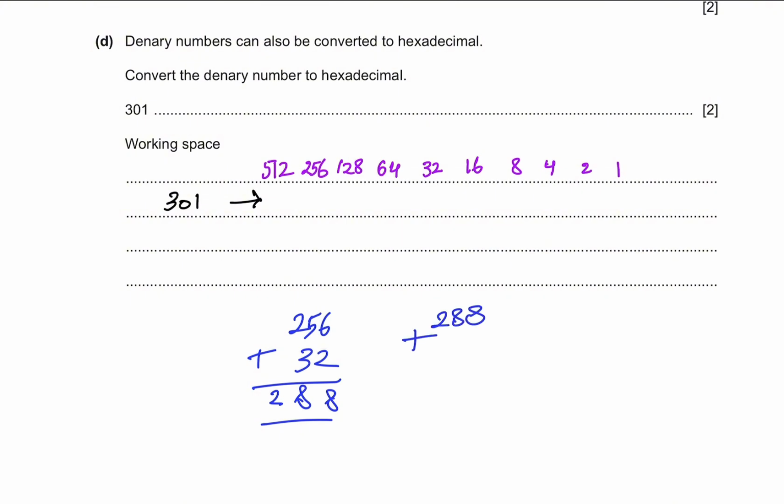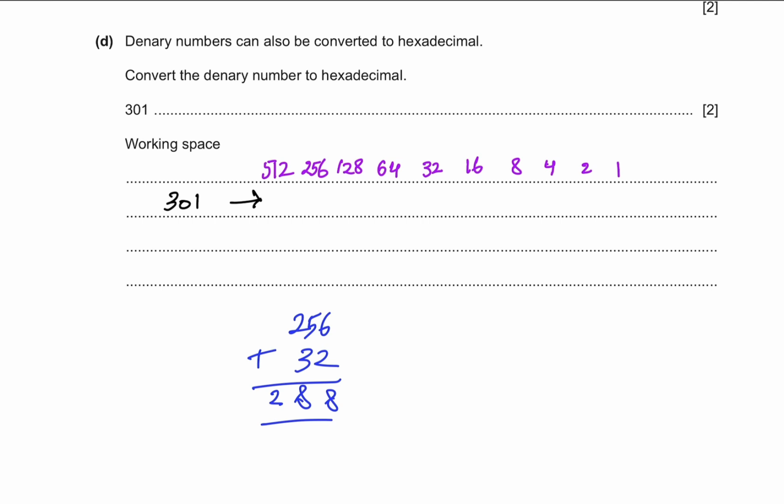288 plus 16. Try this. 8 plus 6. 8 plus 6 is how much? 9, 10, 11, 12, 13. It's just 14. Okay. So 9 plus 1 is 10. So it becomes 304. Again, it's a bit higher number.